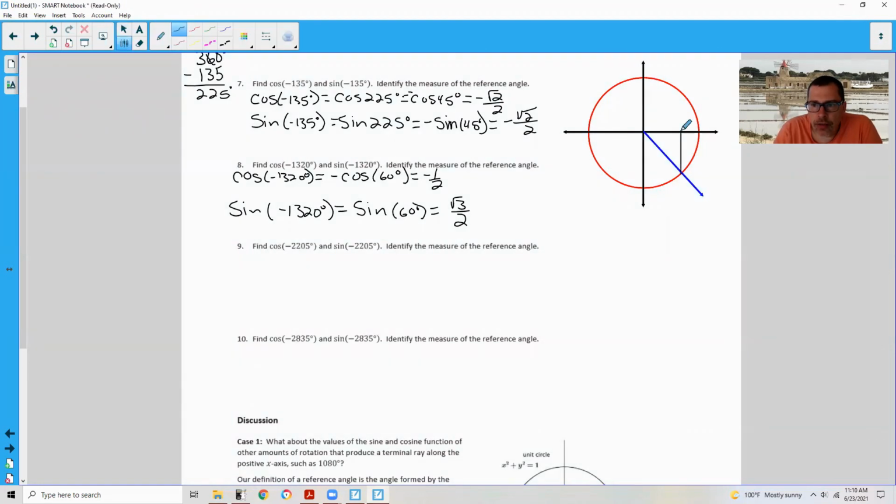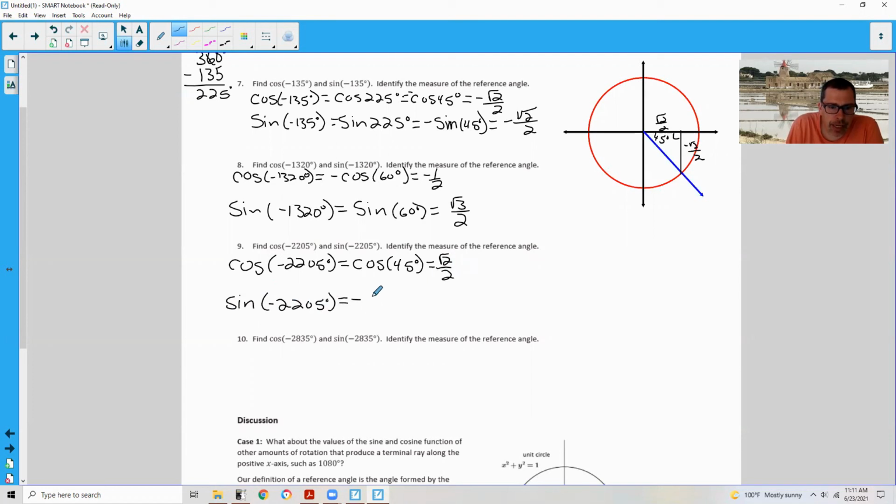Then draw your perpendicular to your x-axis, and you have a right triangle, which is a 45 degree triangle. So this is down, so it's a negative square root 2 over 2, and this is positive square root 2 over 2. So then I would say the cosine of negative 2,205 degrees equals, cosine's positive in the fourth quadrant, so it's equal to the cosine of my reference angle of 45 degrees, which equals root 2 over 2. The sine of negative 2,205 degrees equals the negative of the sine of 45 degrees, because sine is negative in the fourth quadrant, and that's going to give me a negative square root 2 over 2.